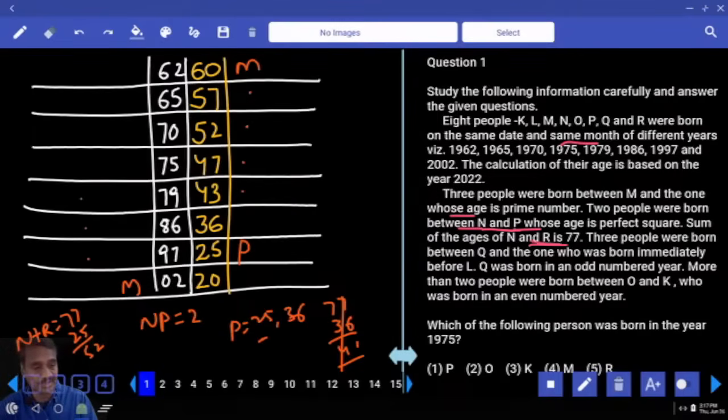And next one, N and R, 77. N plus R is 77. If P is here, there are 2 people between N and P. Then if N is here, N and R must be 77. Then what is the age of this one? 52. Now, who is 52 here? N plus R, and R will be 52.